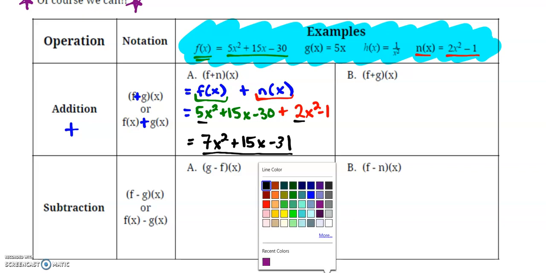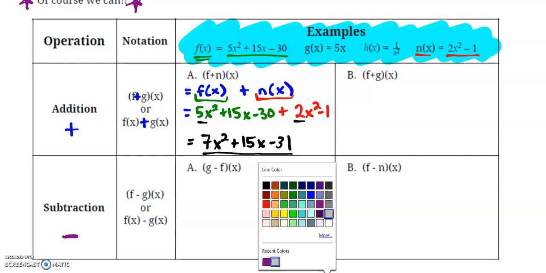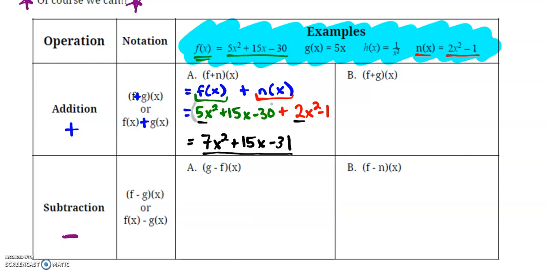Okay, I'm going to move on to our next operation, which is subtraction. A little heads up: above, to make things a little easier, I didn't include parentheses, but technically every time you substitute, you should put whatever you're substituting in parentheses. That becomes significant in this example. Just like with addition, anytime you see a subtraction symbol, whether it's between the names or between the full notation, that means you're going to subtract. So in this example A, I'm supposed to take g of x and subtract f of x.